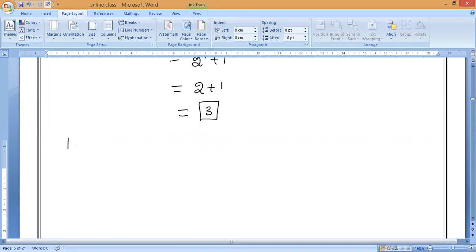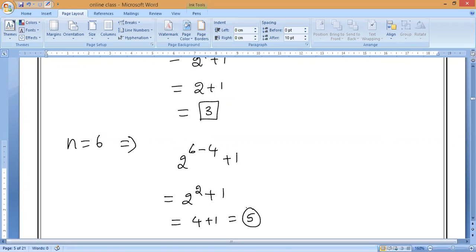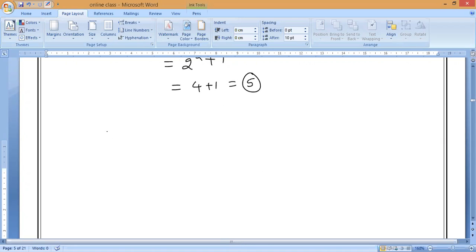Next, n equals to 6. What will come? 2 power 6 minus 4 plus 1, which equals 2 power 2 plus 1, which equals 4 plus 1, which equals 5. So like this, n equals to 6 and 7, you check it. Sir, for 6 I got 5, sir.